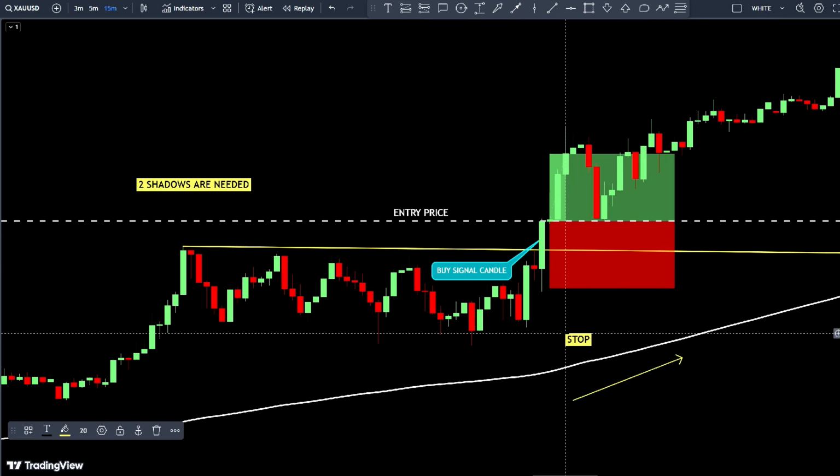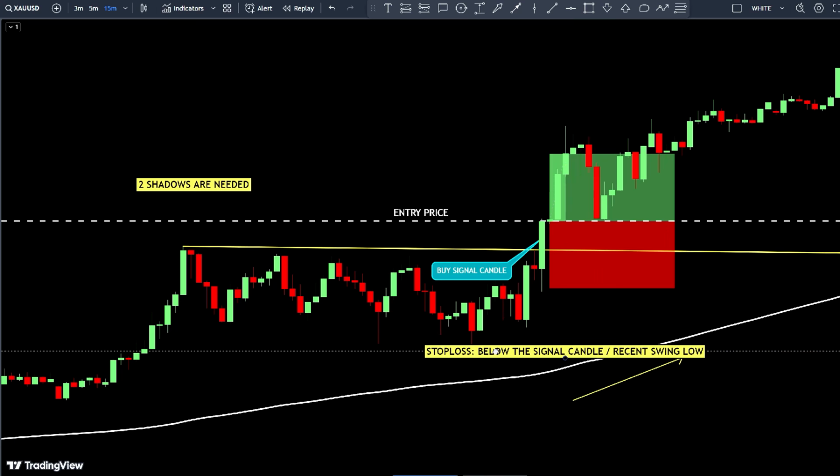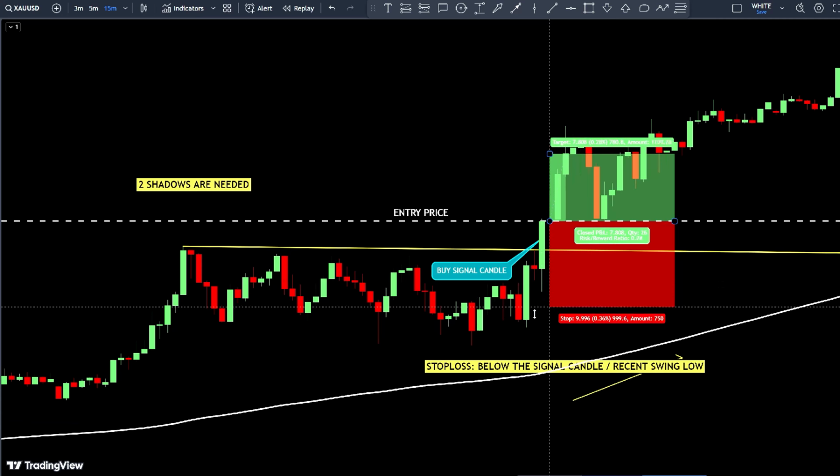Now, let's talk risk management. We place our stop loss order slightly below the low of the breakout candle or slightly below the most recent swing low before the breakout. This limits our potential losses if the breakout fails.